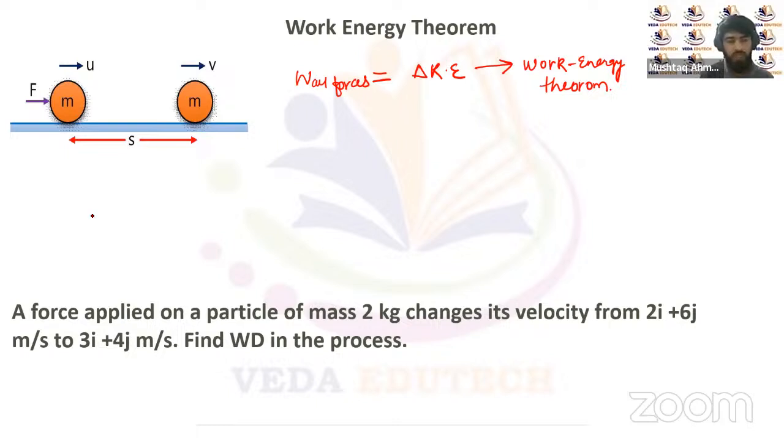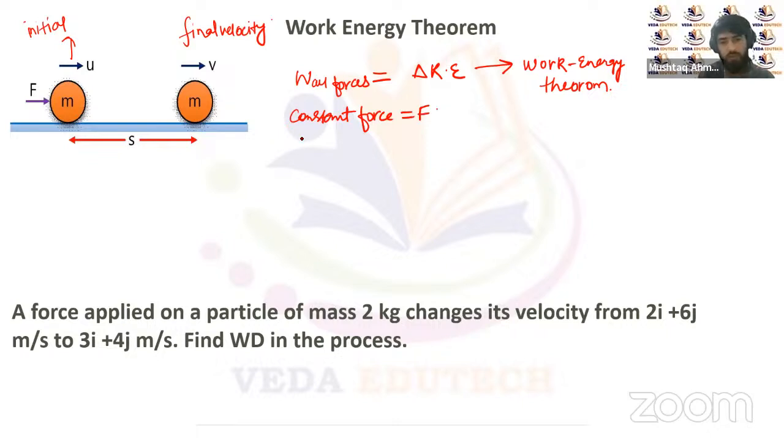Let's try to see it. Let's suppose force F is acting on this body. If force F acts on this body, then its velocity changes from u to v, right? This is the initial velocity of this body, and this is the final velocity. Let's suppose a constant force equal to F is acting on this body.